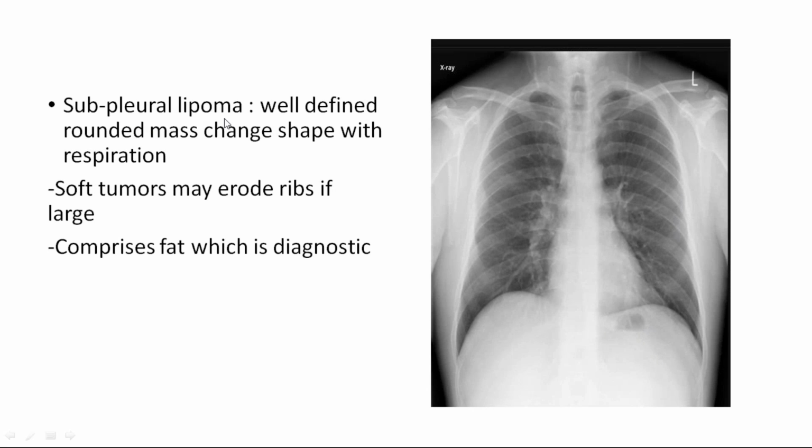And the other benign etiology is subpleural lipoma. There will be a well-defined rounded mass, changing shape with respiration. The soft tumors may erode the ribs if large, and they comprise fat, which is diagnostic. This is a frontal radiograph showing a small subpleural lipoma on the right lateral chest wall.